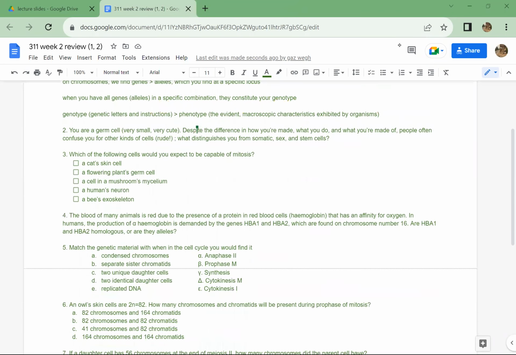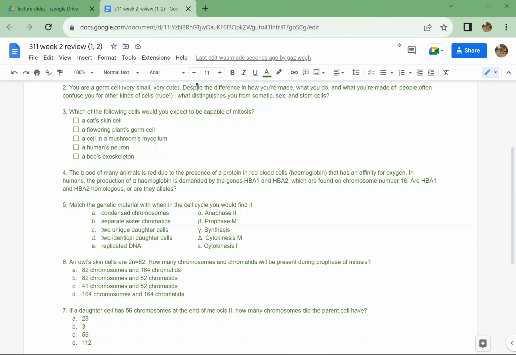So now that we have that nice little base to work with, there is actually more base that we need to scaffold to understand what we're really doing here in genetics. So to start with that, let's answer a question. You are a germ cell. Despite the difference in how you're made, what you do, and what you're made of, people often confuse you for other kinds of cells. What distinguishes you as a germ cell from somatic cells, sex cells, and stem cells?